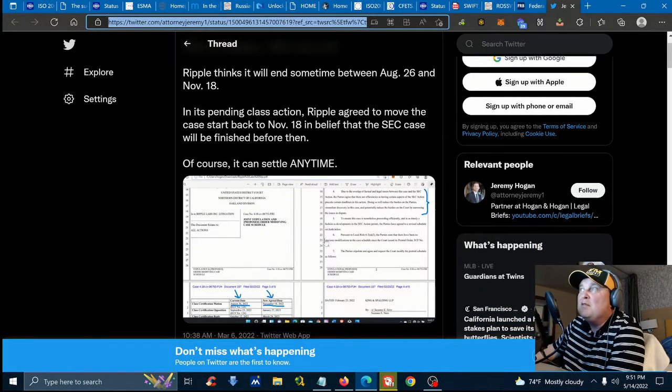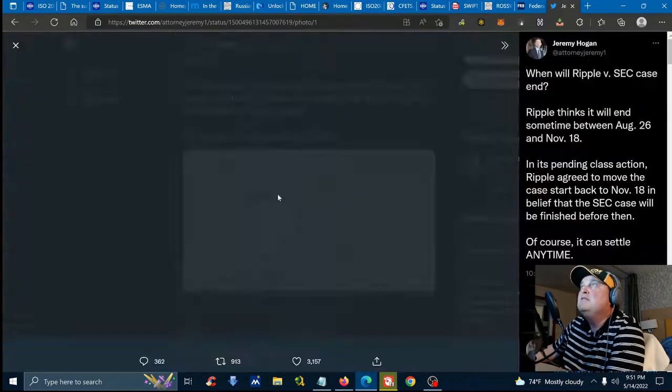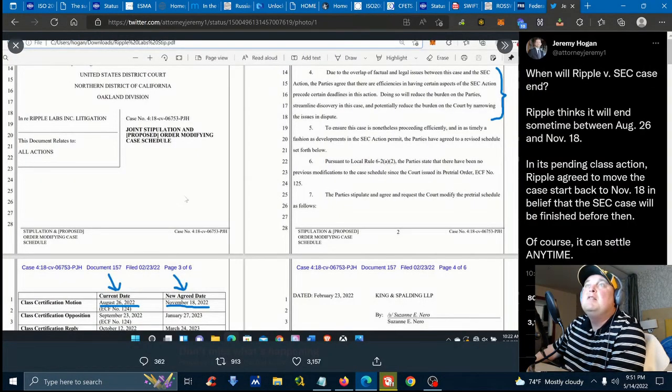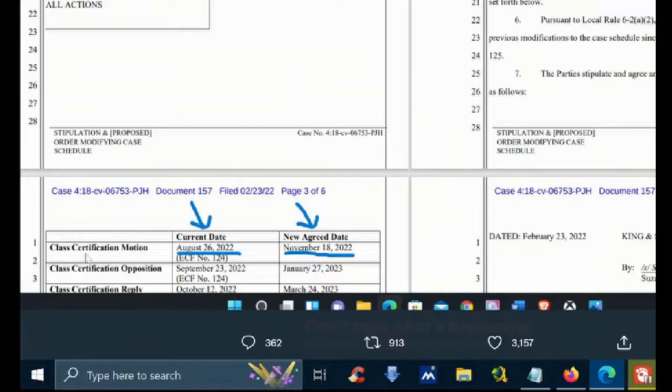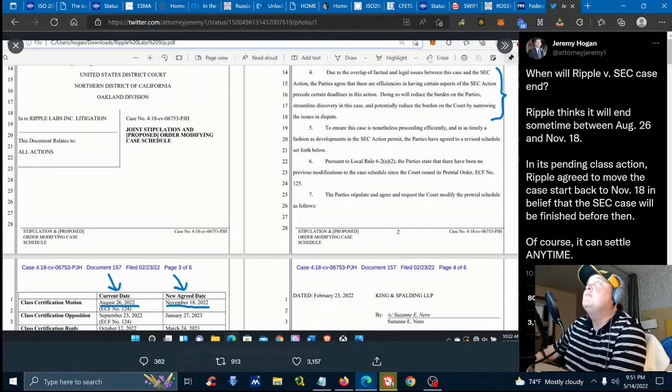Here's the official court documentation showing what he just stated in that tweet. Matter of fact, if you look right here, class certification motion, August 26th to November 18th. There's your window for the moon date.